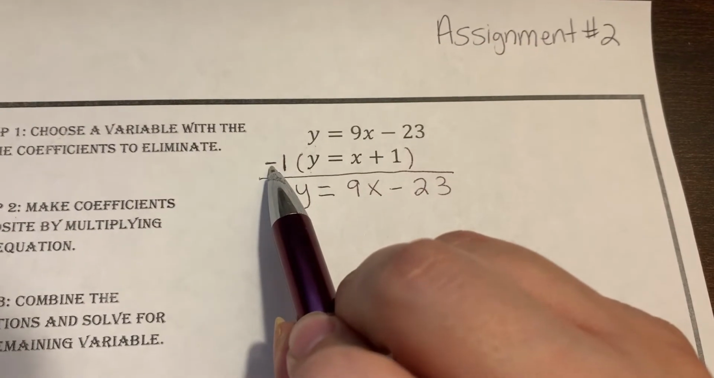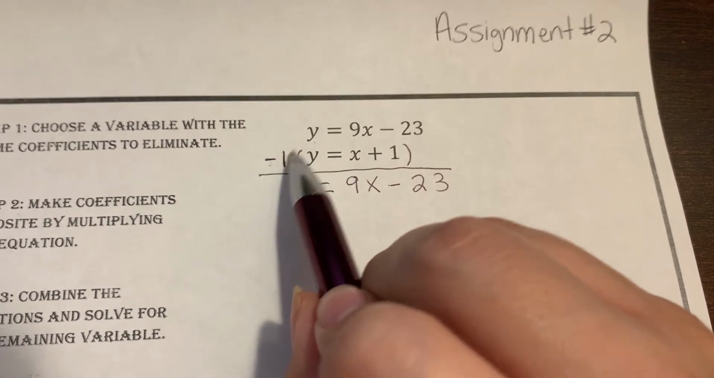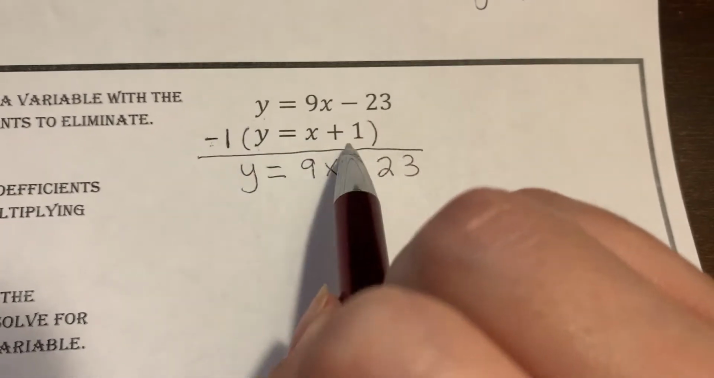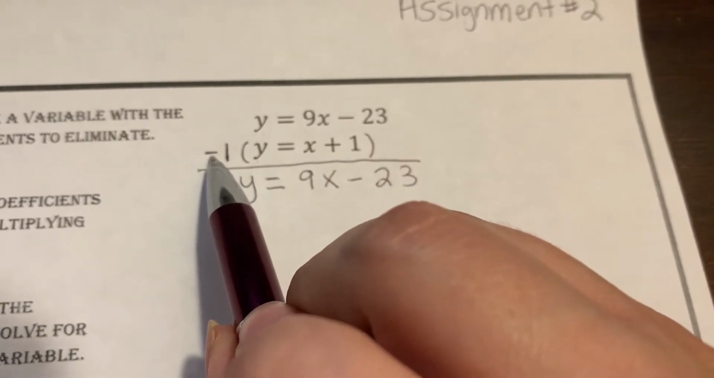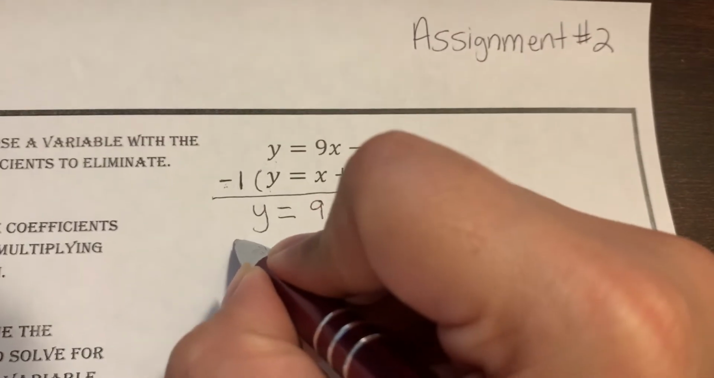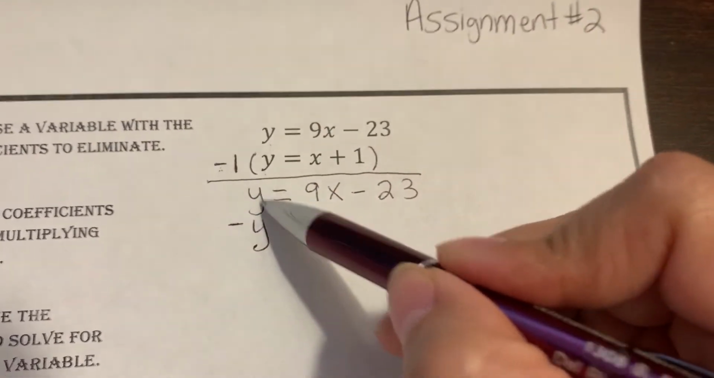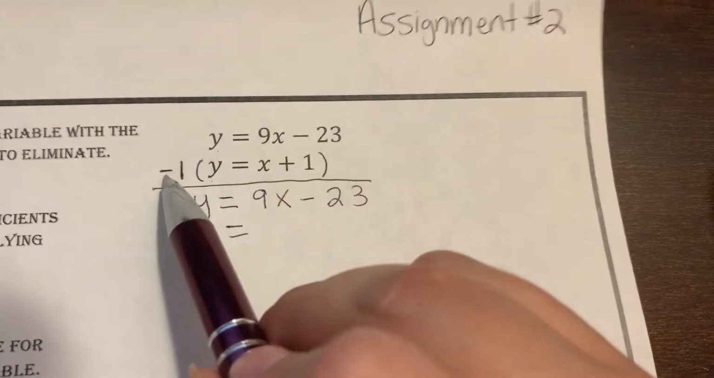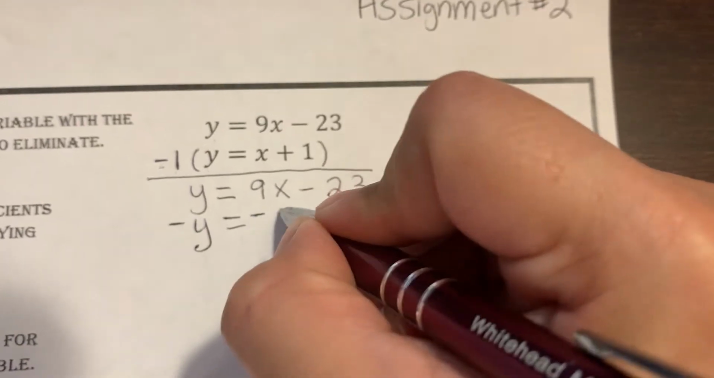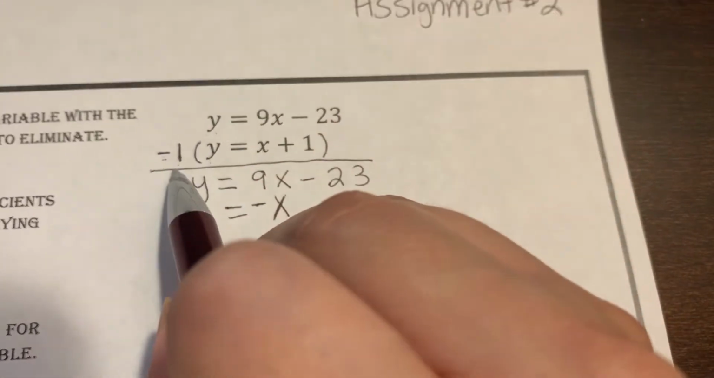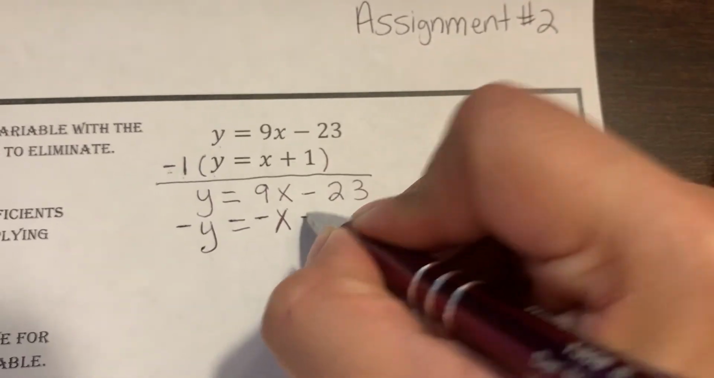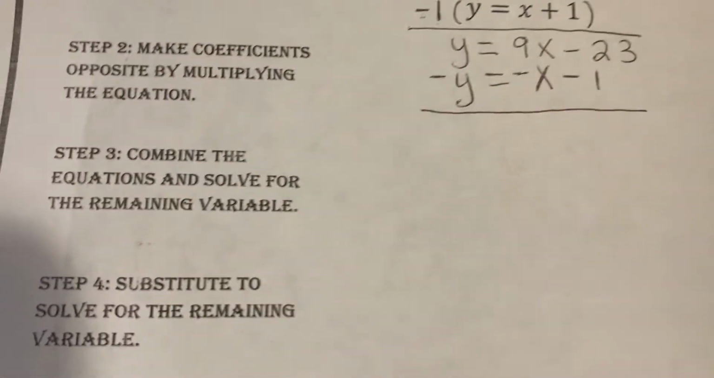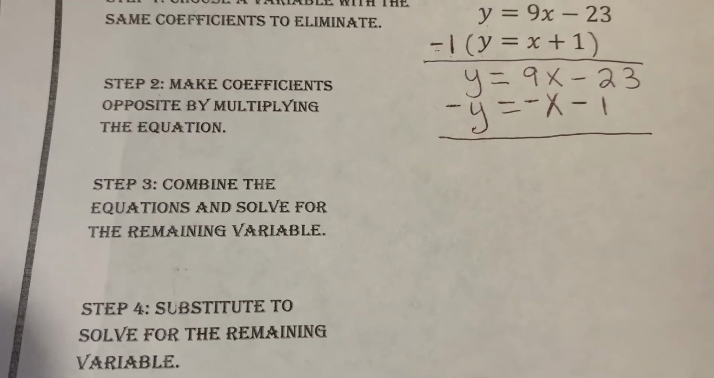I'm going to multiply negative 1 to each term in that equation. I can't just multiply the y value; I have to multiply each term in the equation by negative 1. So negative 1 times y gives me negative y, and if you notice, that makes them opposite. That's what I want so I can eliminate the y value. Negative 1 times x gives me negative x, and negative 1 times positive 1 gives me negative 1. Once I do that, I can move on to the third step, which is to combine the equations.